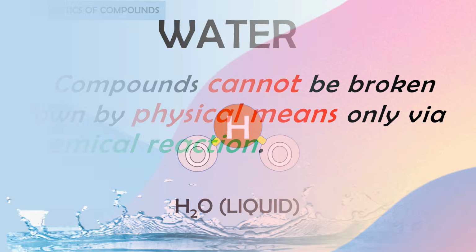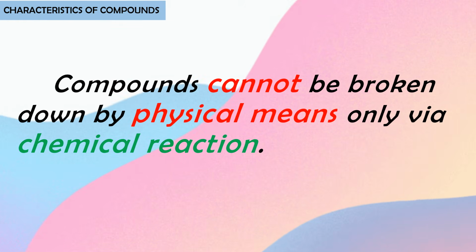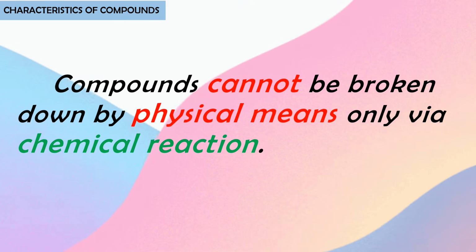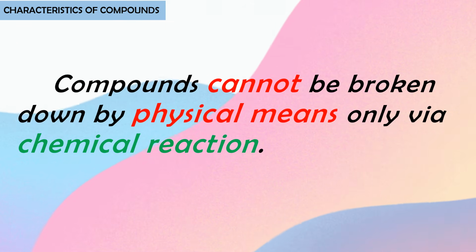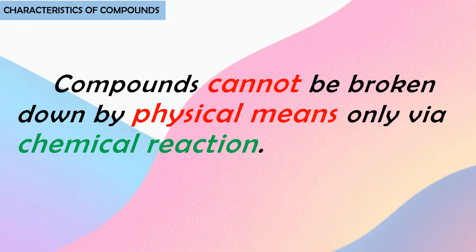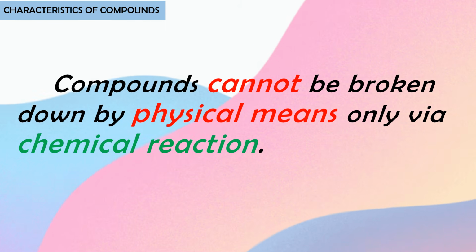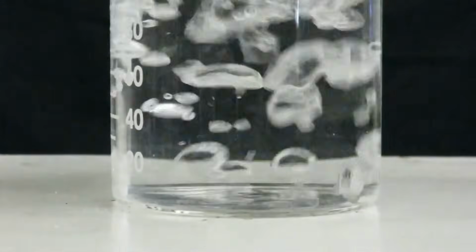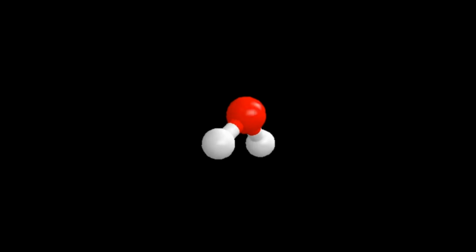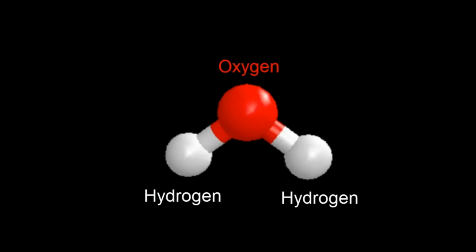Compounds cannot be separated by simple physical means. That is, the atoms of the constituent elements can only be separated via chemical reaction. For example, the hydrogen and the oxygen elements of water cannot be separated by just boiling it. It simply changes from liquid state to a gaseous state, water vapor.